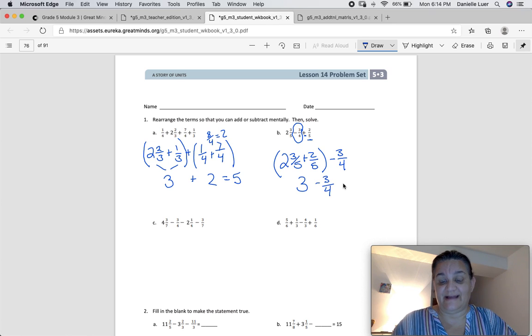Can you do that in your head? You should be able to at this point. I know that if I add 1/4, that would bring that up to 1. And then 2 would solve my problem. So 2 1/4 plus 3/4 would be 3. So my answer is 2 1/4.